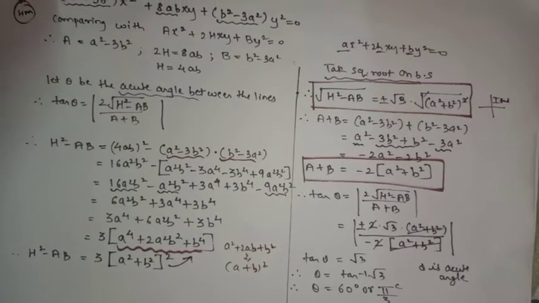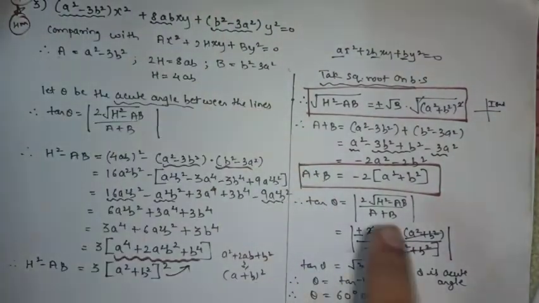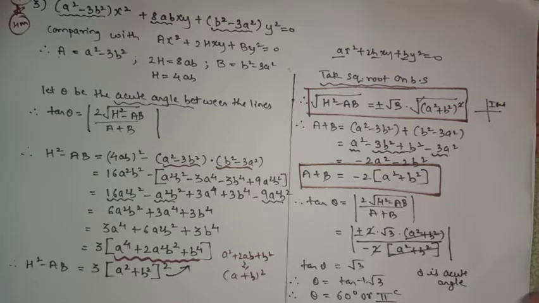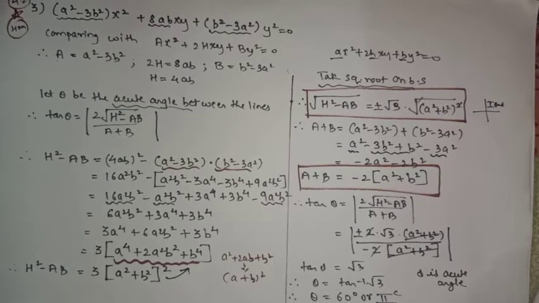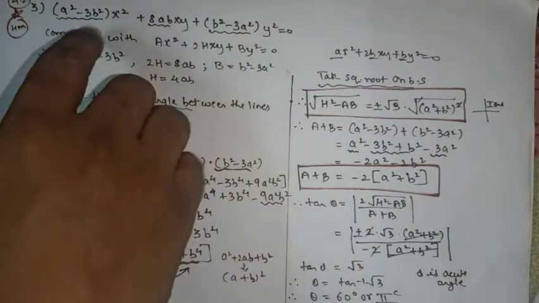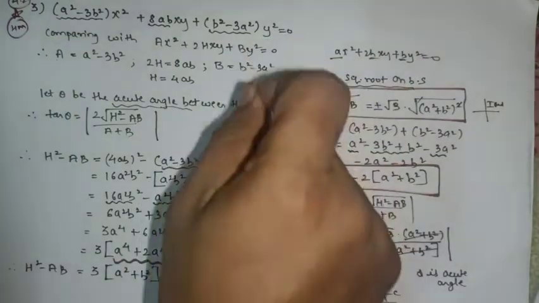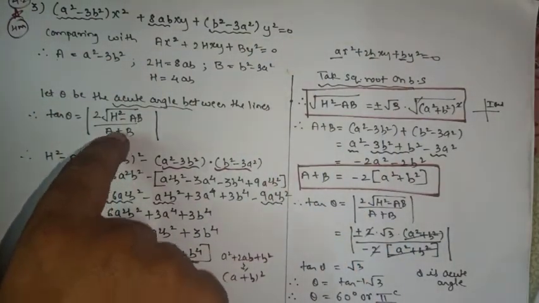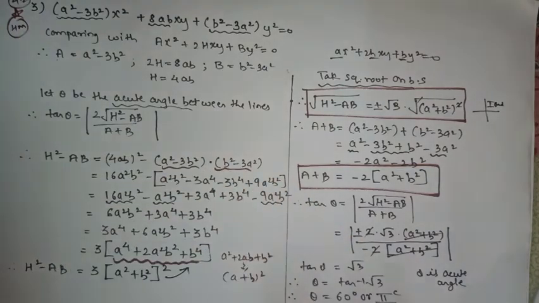So here we got the answer for this sum, that is theta is equal to 60 degree. As theta here is an acute angle, acute means the answer will be less than 90. So remember, already the question is in small a, b, so I took capital A, H and B. Apply the formula, don't substitute the value directly.